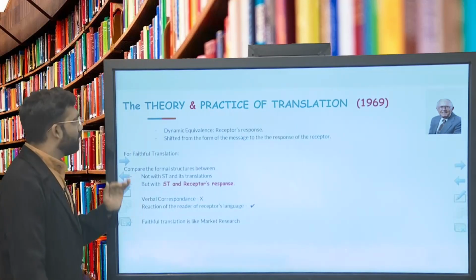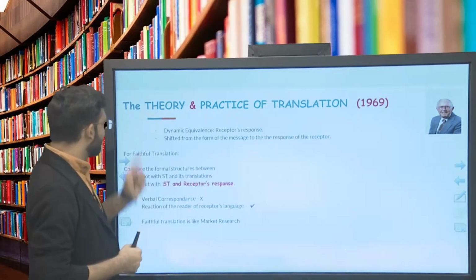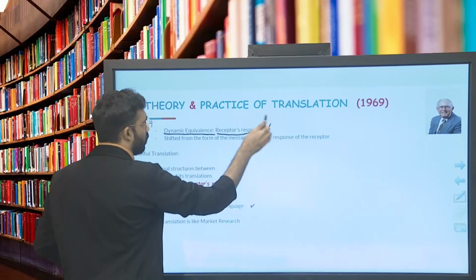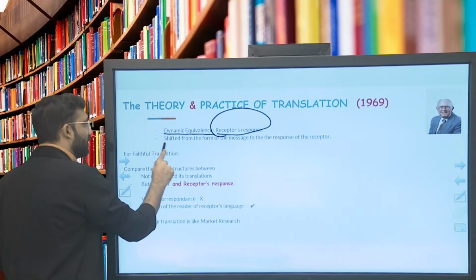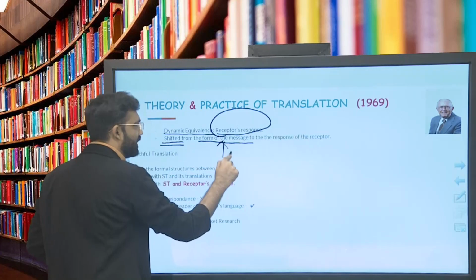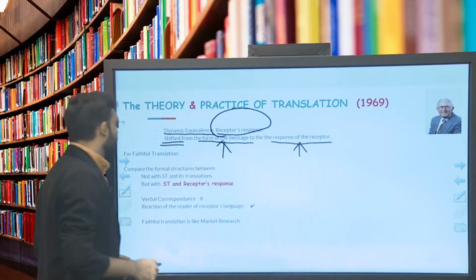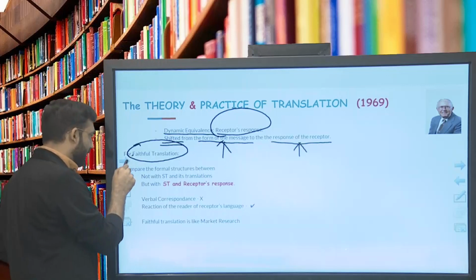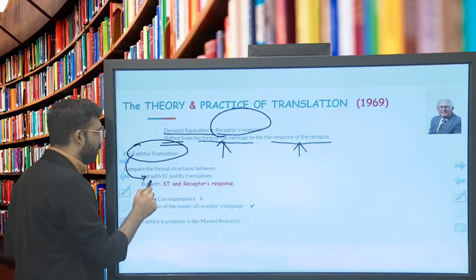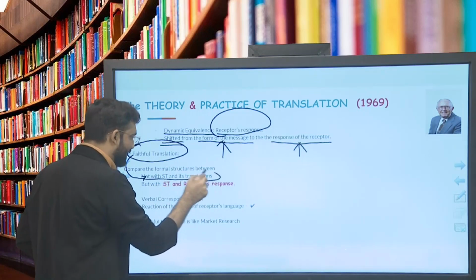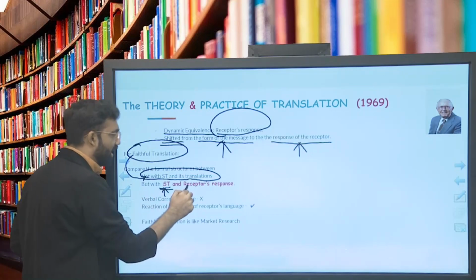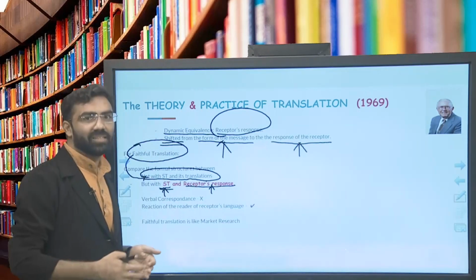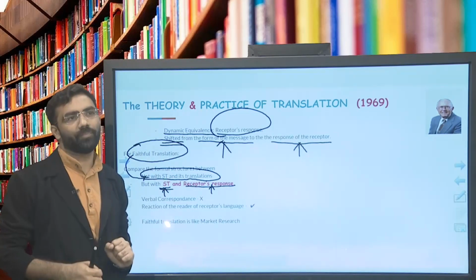Now, he comes up with the next text in 1969, as I had said, The Theory and Practice of Translation. He comes up with this dynamic equivalence, as I said. It is more based on the receptor's response, and here we have a shift from the form of the message to the response of the receptor. And he also talks about the faithful translation. What is faithful translation? This faithful translation compares not the source text and its translation, but the source text and the response of the receptor. Whether the receptor's response to the target text is the same as it is to the source text or not?